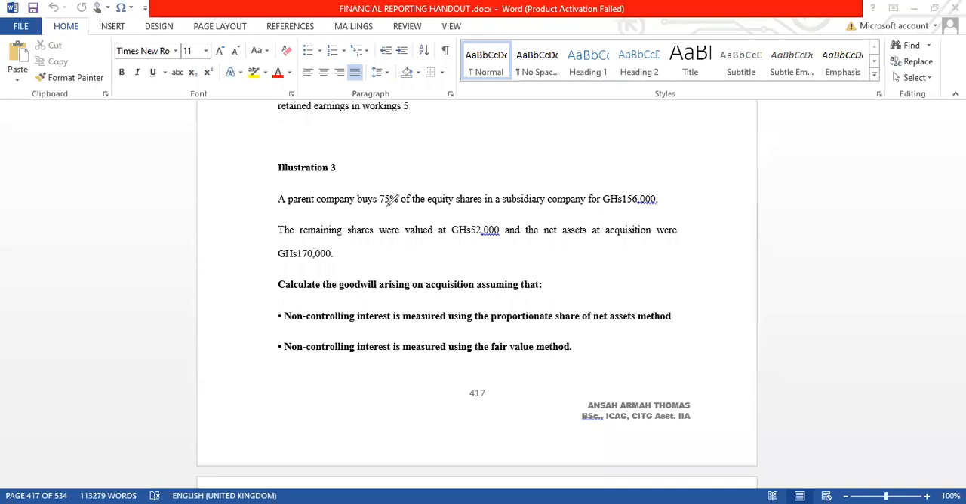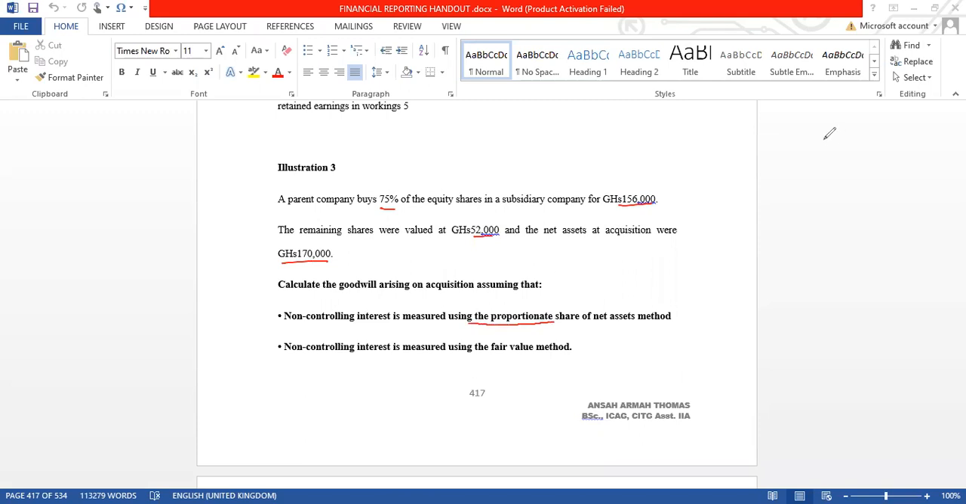So what you're going to do is simple. A parent has 75% of equity in a subsidiary for 156. So that is the purchase consideration. That is what they buy. The remaining shares were valued at 52,000, and the net assets at acquisition was 170,000. And he said we should calculate goodwill if the proportionate method is used.